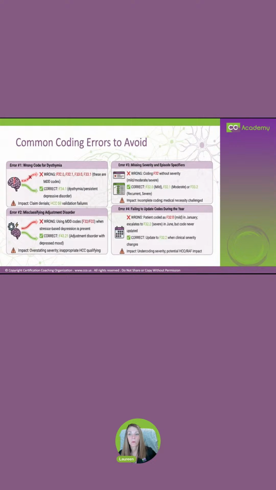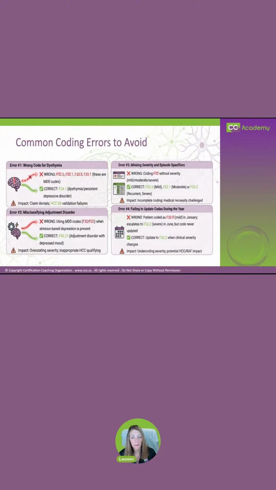And then the second one is misclassifying adjustment disorder. So using the MDD codes when there's a stressor-based depression, that code is F43.21 for adjustment disorder with depressed mood. If you mix this up, you're overstating severity and inappropriately qualifying for the HCC.